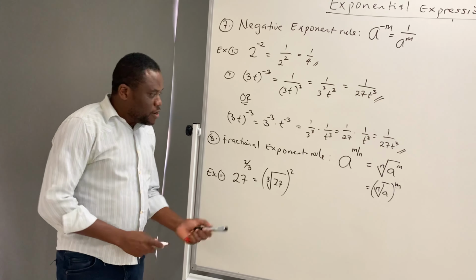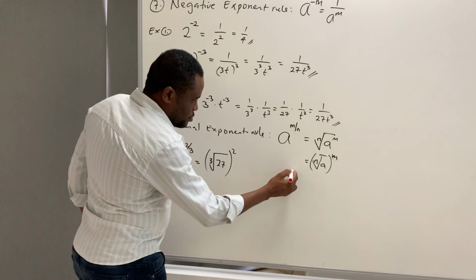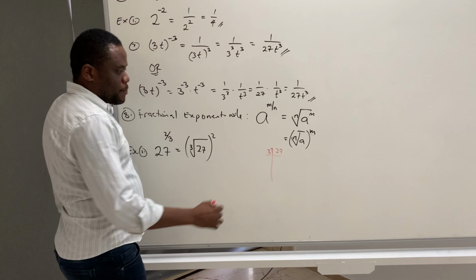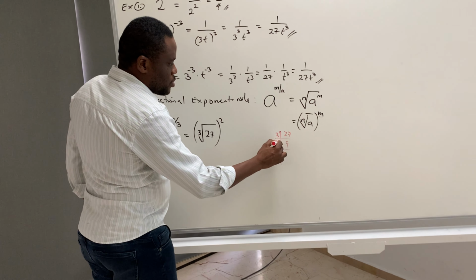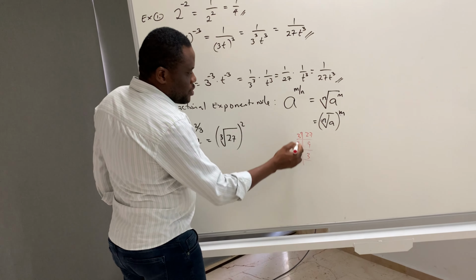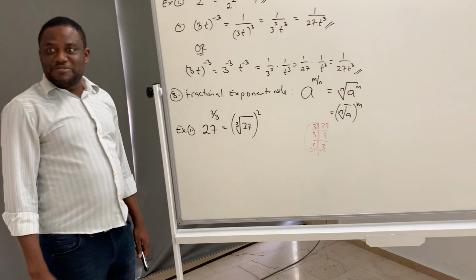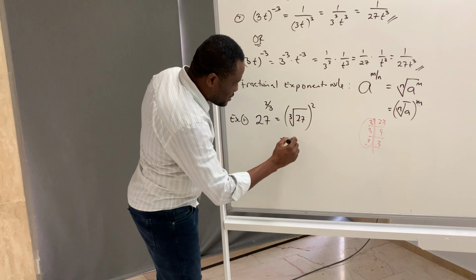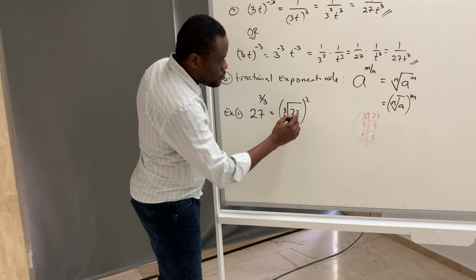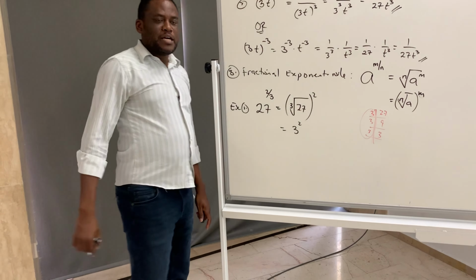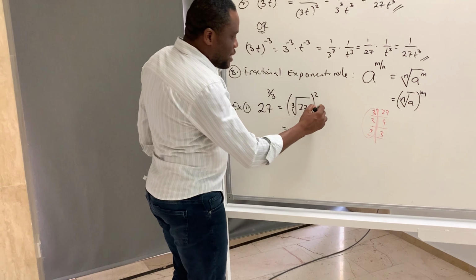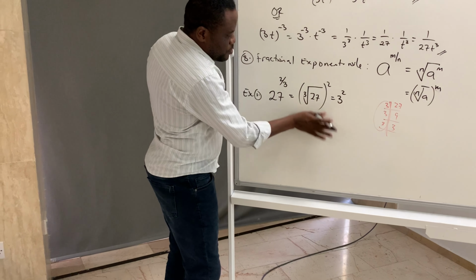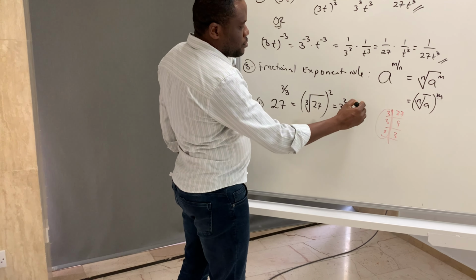If you like, you can use our normal division. 27, 3 can go 9, 3 can go 3. So we multiply 3 three times, that will give us 27. So instead of writing this now, I can write it as 3, everything squared. That is, it's 3 I can multiply 3 times, that will give me 27. And this is what?